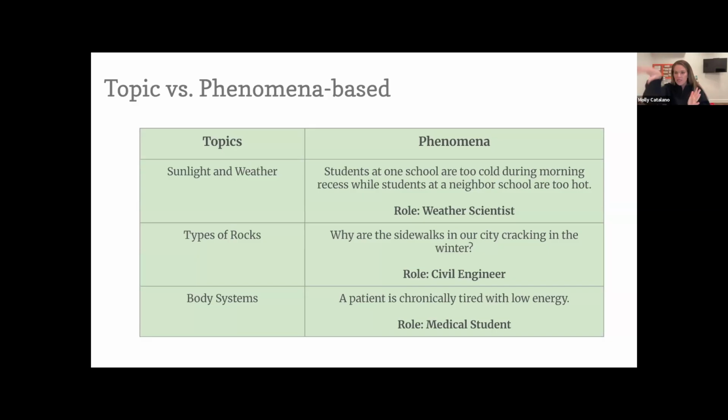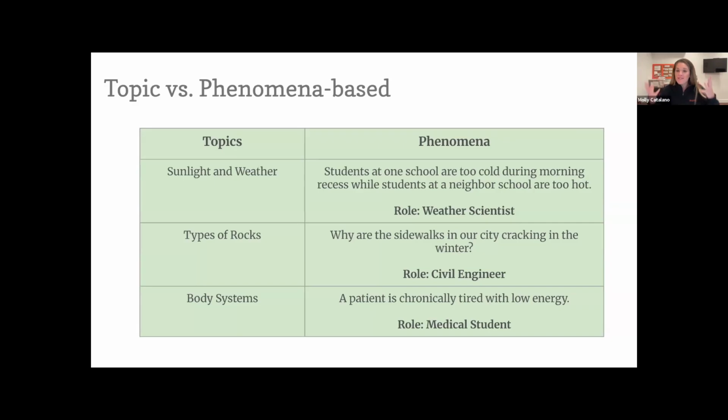So instead of just saying sunlight and weather, how about there are two schools in your town? One school has kids shivering because they're so cold at morning recess, where that other school down the street, those kids aren't wearing jackets because their playground is too hot. What causes this? And that is an easy, perfect phenomenon that is very relatable for kids, right? Your kids have seen their playground. They've felt the temperature on their playground. They know what it's like to feel a little chilly when they're outside.